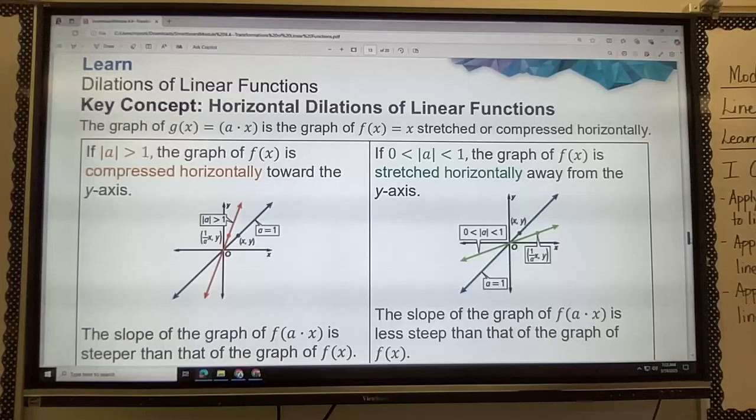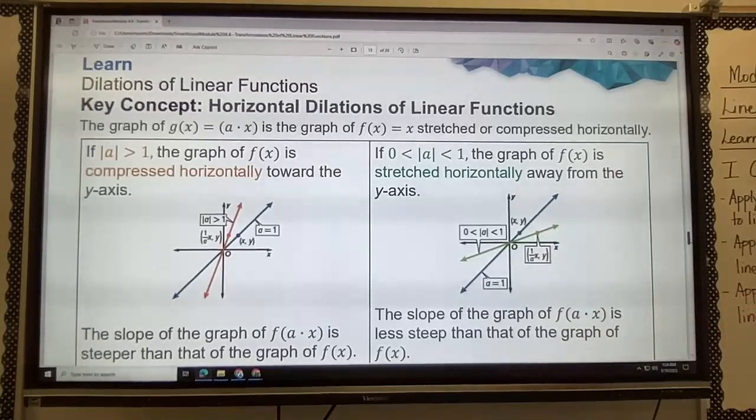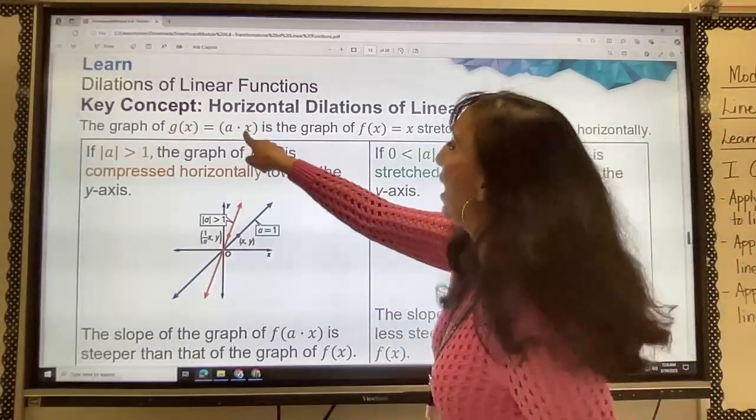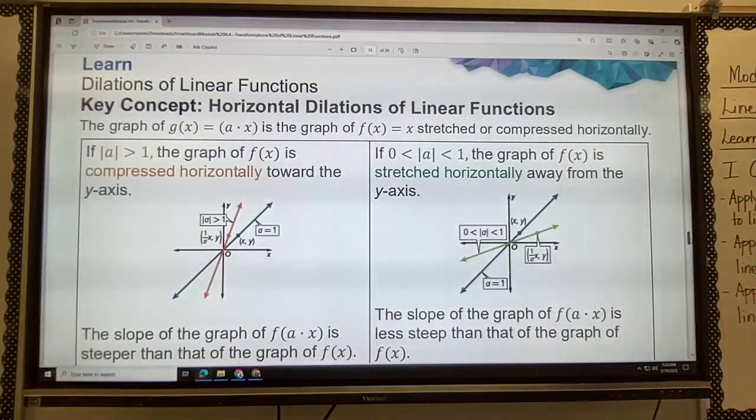And what did we say? That when a linear function f of x is multiplied by a positive constant a, the result a times f of x is a vertical dilation, right? Now let's look at a horizontal dilation. When x is multiplied by a positive constant a before a linear function f of x is evaluated, the result f of a times x, now this is grouped, see? f of a times x is a horizontal dilation.